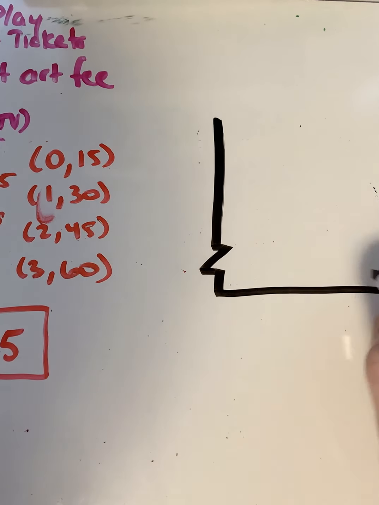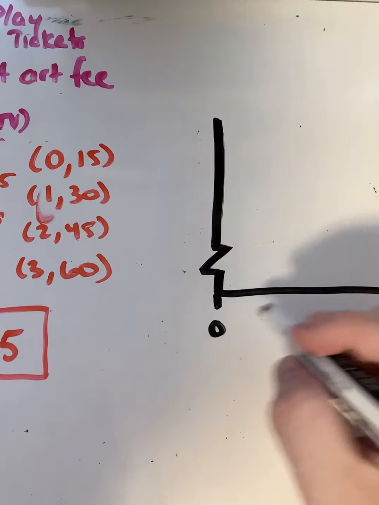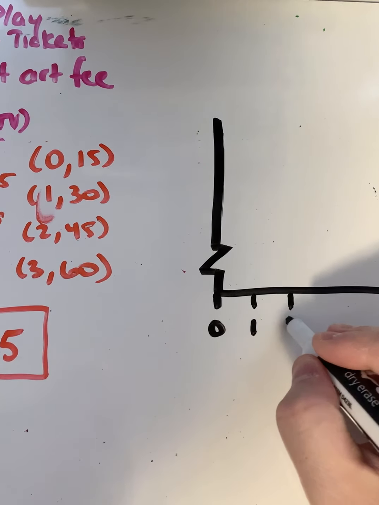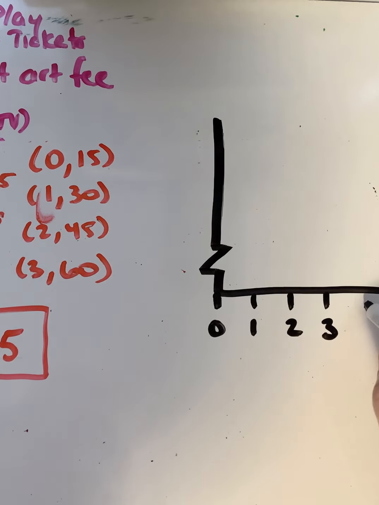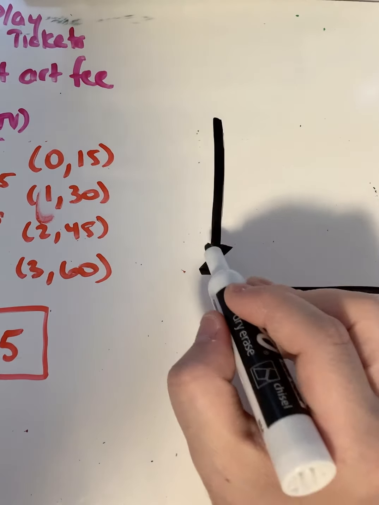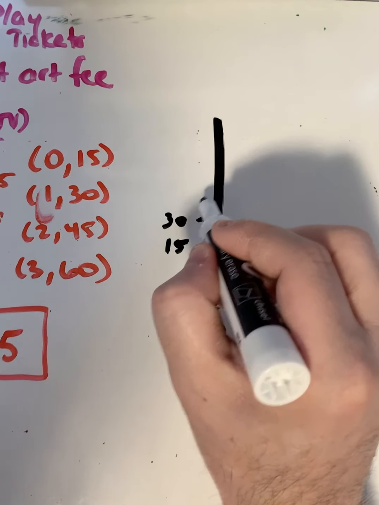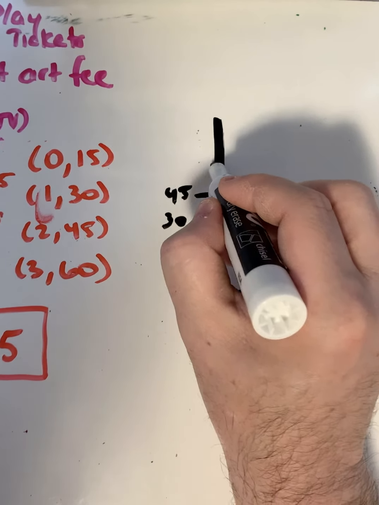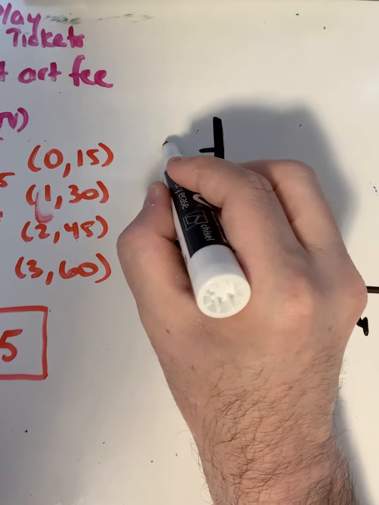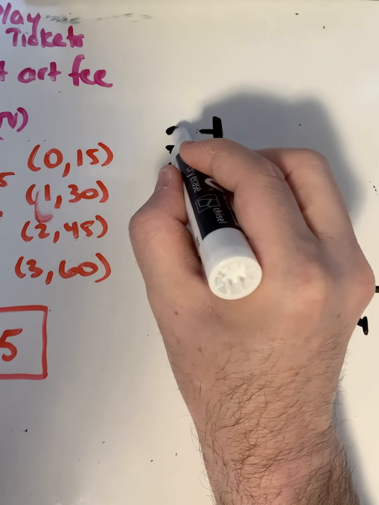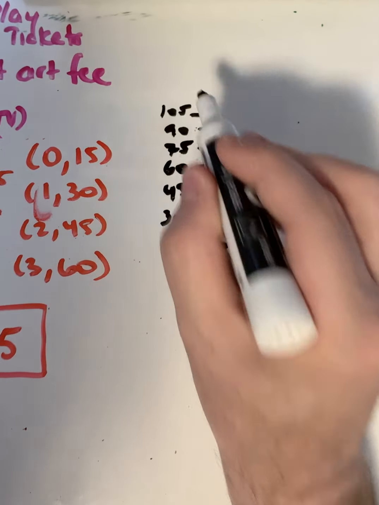Okay. But here I'm going to start at 0. So I'm going to have 0, 1, 2, 3, and let's keep going. Let's go 4, and let's go 5. And then here I'm going to start at 15, and I'm going to go up by 15. It's 30, 45, 60, 75, 90, 105.